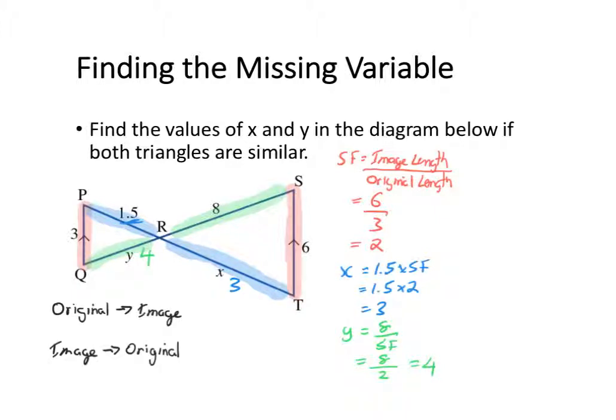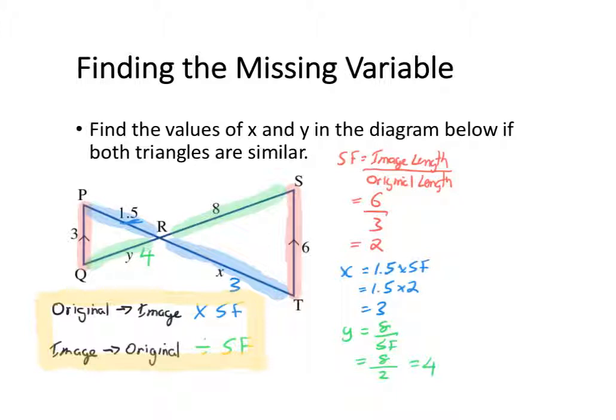So a rule you can remember to help you work out whether you need to times or divide by the scale factor is that if you're going from the original object to the image object, you need to times by the scale factor. Or if you are going from the image object to the original object, you need to divide by the scale factor. If you can remember those two rules or guidelines, it will help you work out whether you need to multiply or divide when doing your calculation to find the missing variable.